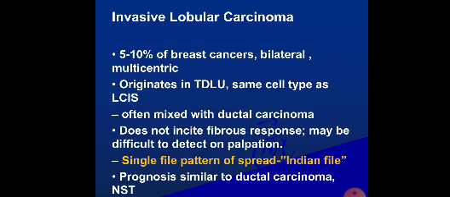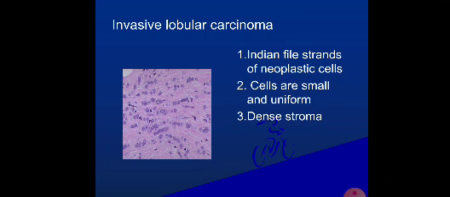It does not incite a fibrous response, so may be difficult to detect on palpation. The pattern is a single file pattern of spread, also known as Indian file pattern. I told you there is a loss of E-cadherin, so the cells are not arranged in ducts, they are arranged in the single file pattern, the Indian file pattern, in linear forms. Prognosis is similar to duct carcinoma, poor if left untreated or detected late.